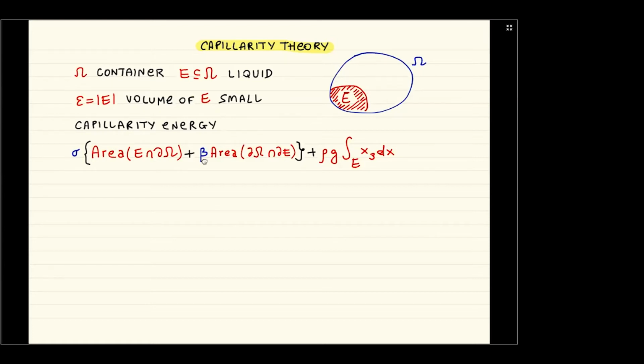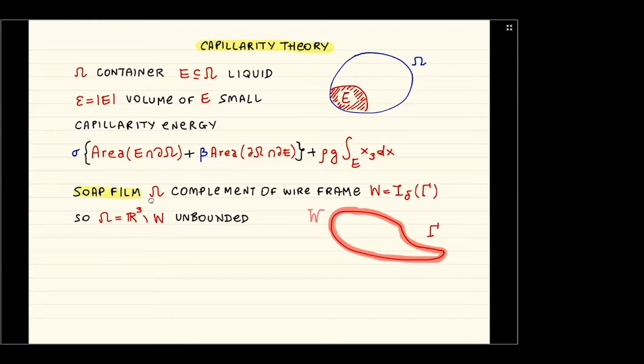Then there is a coefficient beta that you use to weight the area of the boundary of E inside of the boundary of omega. So the solid liquid interface. So there is a liquid air interface, that is the first term. And then there is a solid liquid interface that is paid with a coefficient beta between -1 and 1, plus, if you want, the gravity potential.